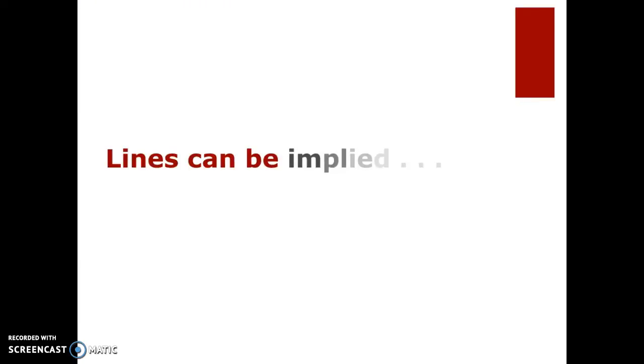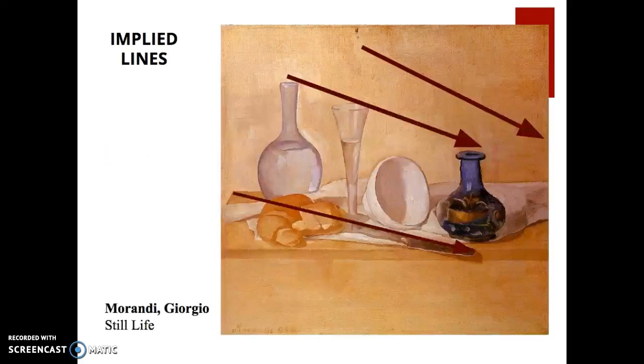Lines can also be implied. So, for instance, by creating objects that are at different heights in this picture and lining them up in a certain position, they are creating a line, but not by actually drawing one, but by positioning objects to create this diagonal line. And it makes the viewer's eye go towards this blue vase.